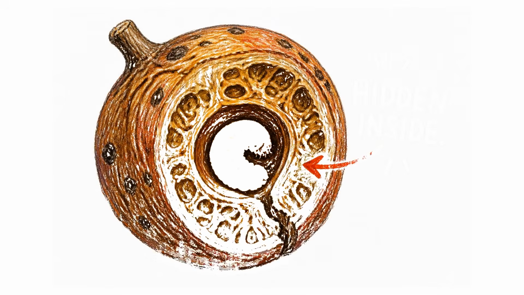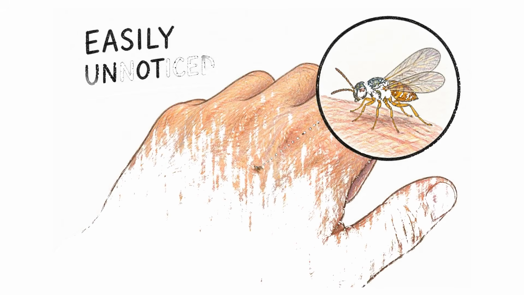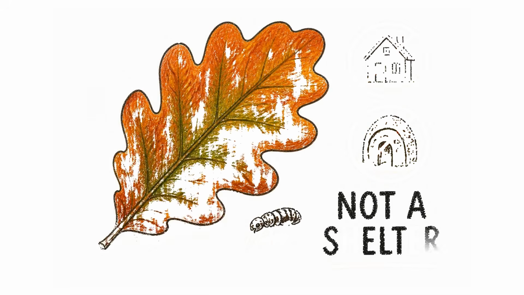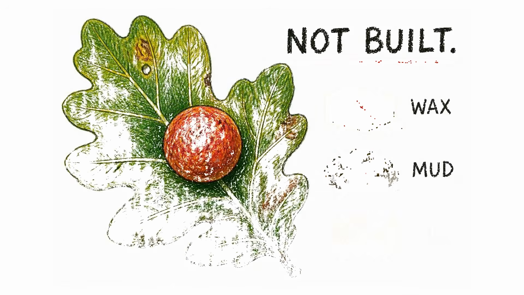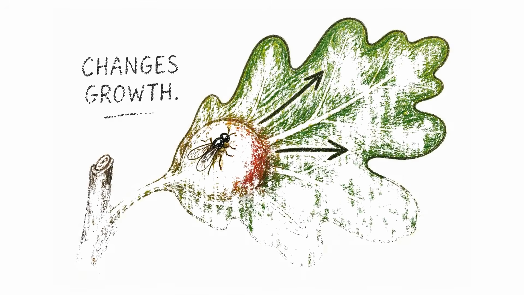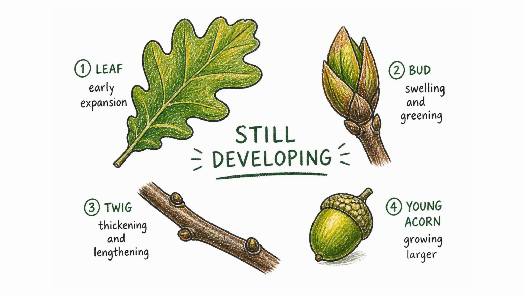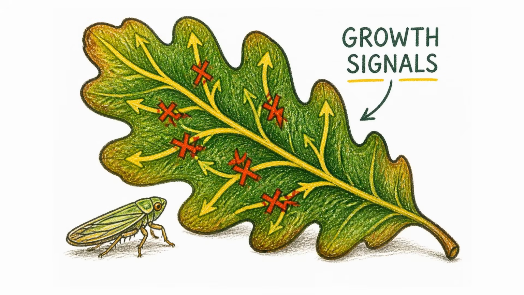Hidden inside many oak galls is the life of a tiny insect, often a gall wasp or a midge, so small it could go unnoticed, even if it crossed the back of a hand. The insect does not bring a little house to the leaf. It does not carve out a shelter. It does not build the ball from wax or mud or silk. Instead, it changes the way the oak grows. At just the right moment, when the leaf, bud, twig, or other plant part is still developing, the insect interferes with the oak's normal growth signals.